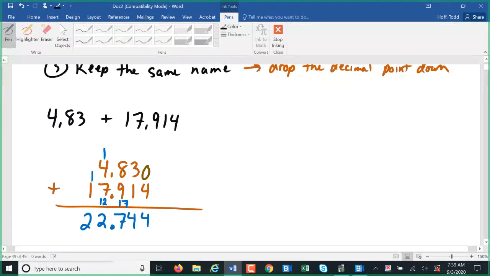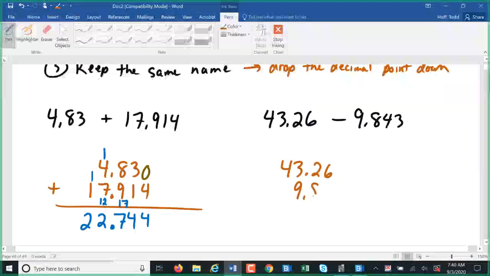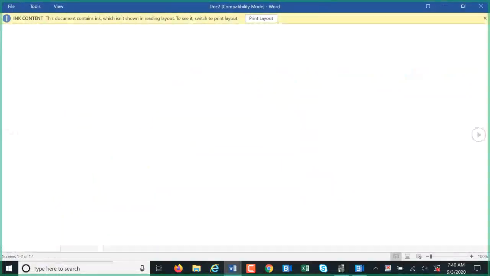I'm not going to beat the addition over the head here, so let's move on to subtraction. So let's take something like 43.26 minus 9.843. So when we set this up, same thing, we line up that decimal point, making sure everything's perfectly lined, and then, oops, what happened here?